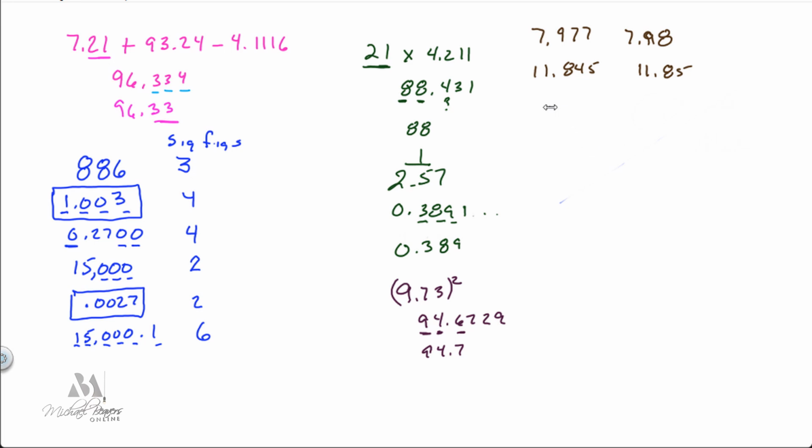What about something like this? 1.003. So we want 2 decimal places. We go to the third to see if we round up or down. It's a 0, so we just leave it as is. And the number rounded to 2 decimal places is 1.00.